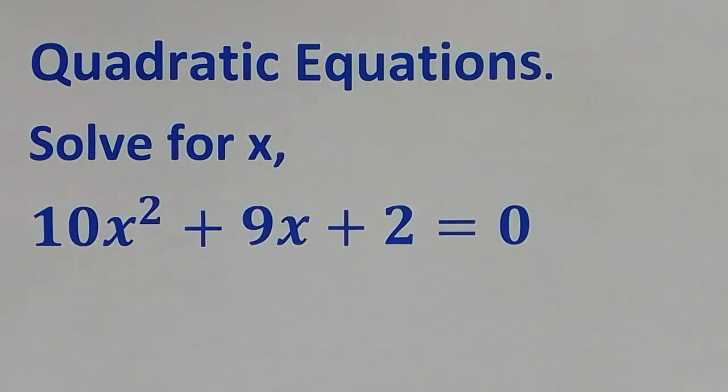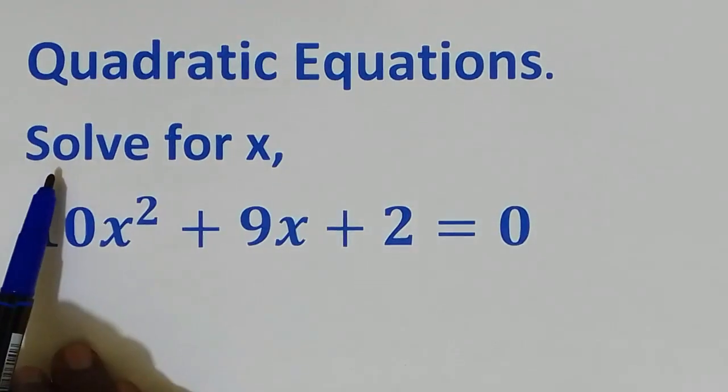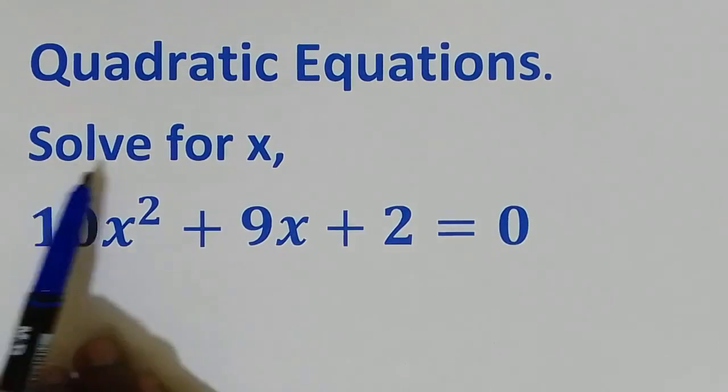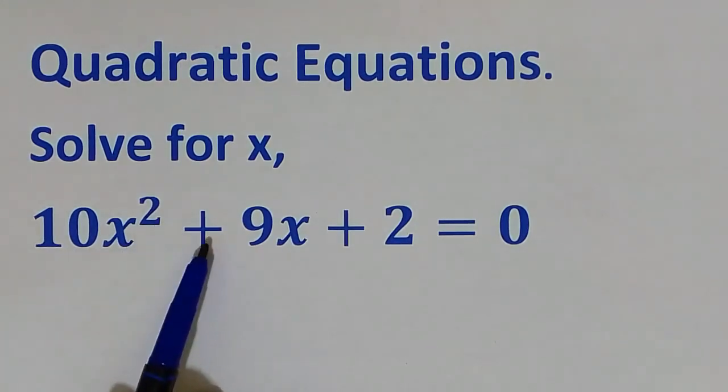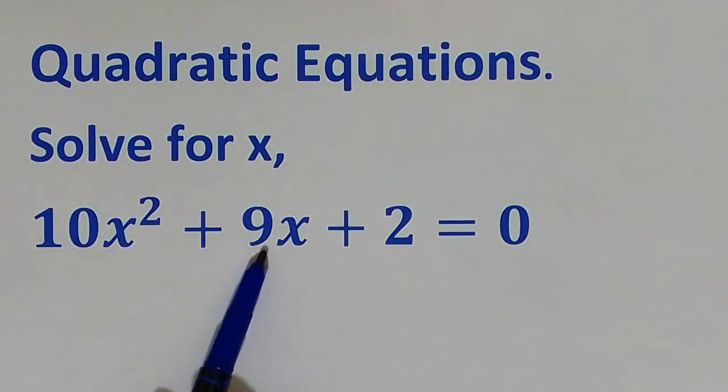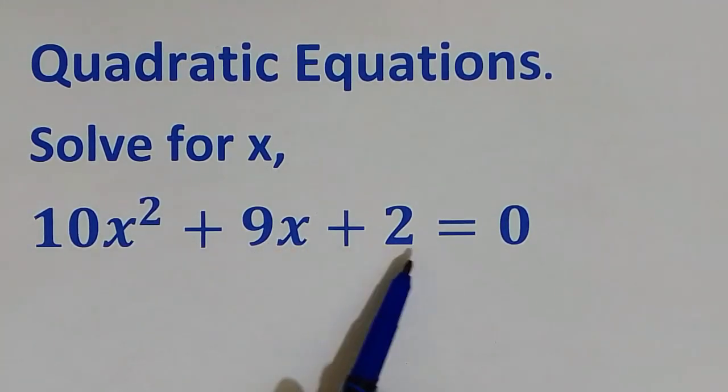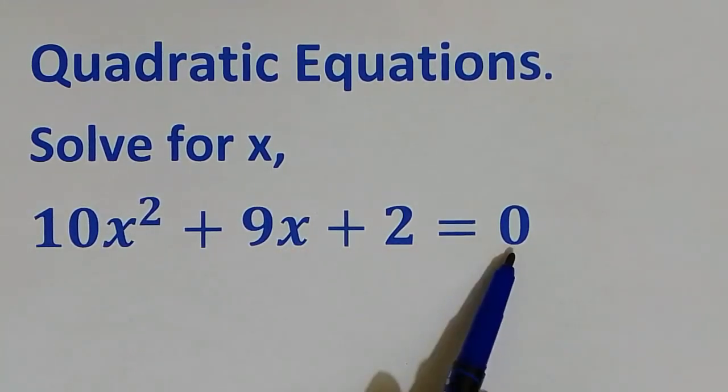Hello, welcome back. Today we are going to solve this quadratic equation and we are going to use a method of splitting the middle term. We are supposed to solve for x and they have given to us 10x squared plus 9x plus 2. This is equal to 0.